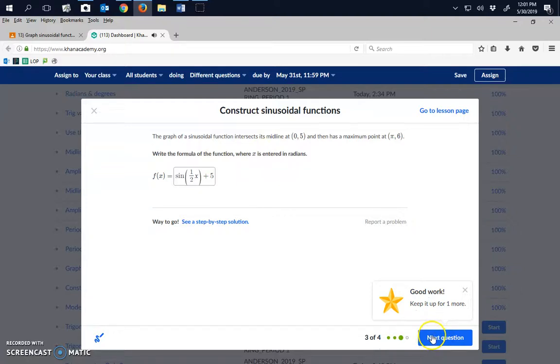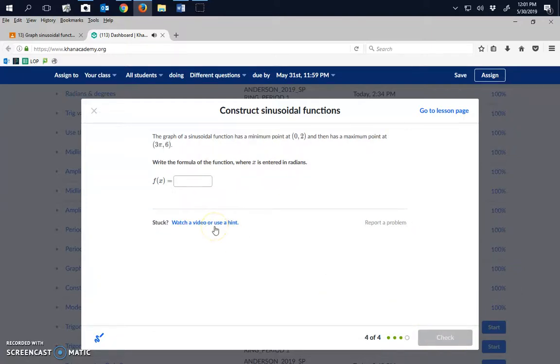All right, last question. Graph has a sinusoidal function with a minimum point at (0, 2). So from that, we know that it's cosine. And we know because it's a minimum point, and we're going straight up, that it's a negative number. Then it has a maximum point at (3 pi, 6).